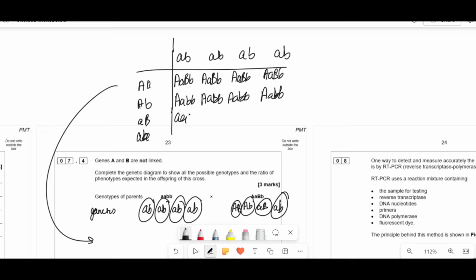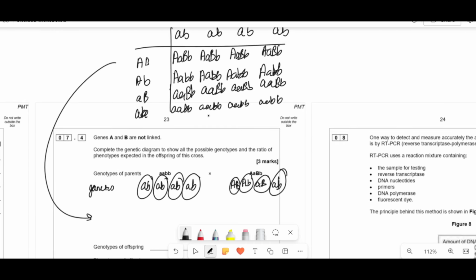So then it'd be little a, little b. Don't do little b big B. Do the big one first to keep it consistent so you can spot patterns easily. Little a big B little b, and then here little a little b, little b, and so on.